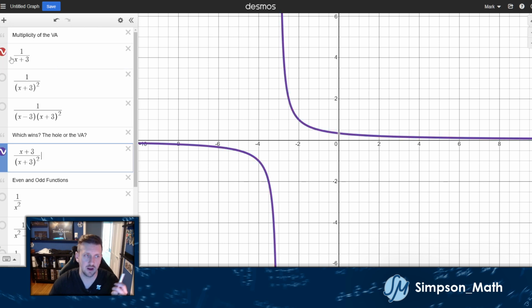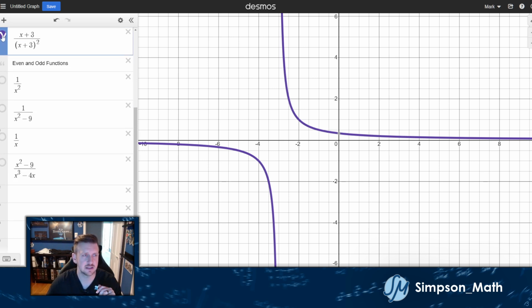They're the same. Basically, we have a hole when x is negative 3, but we also have the vertical asymptote. So the function is still warping around when x is negative 3, that vertical asymptote. So we have a hole, but the hole basically doesn't matter in this case.